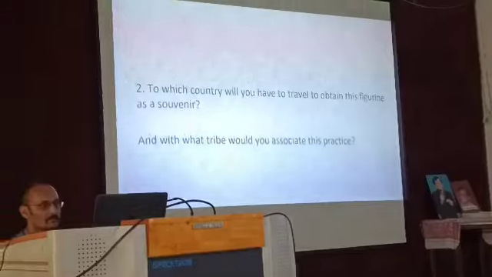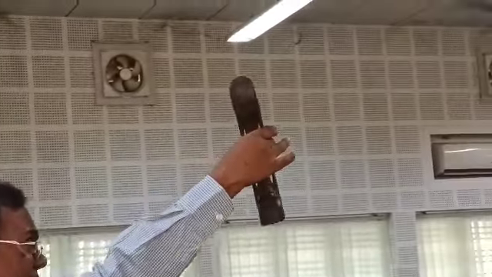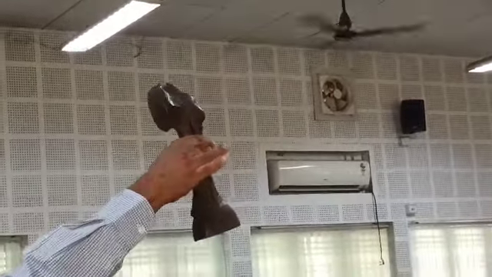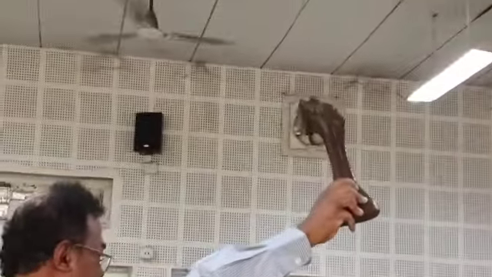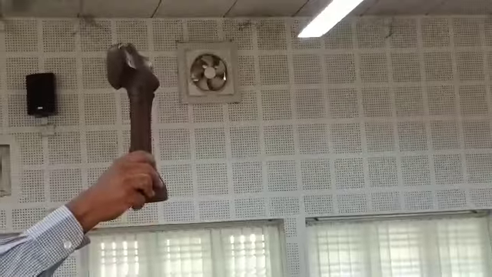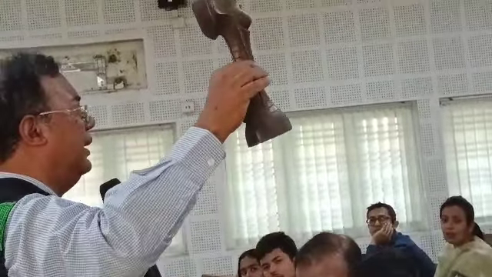Okay, let's go to number 2. This looks like this, very clearly, you can make out. Now, into which country will you go if you have to buy this souvenir? Look at this. This is one tribe. In fact, I don't know whether you guys read the Guinness Book or not, but once upon a time you used to get the Guinness Book of World Records, and the tribe used to feature in it, for some reason. Now which country?